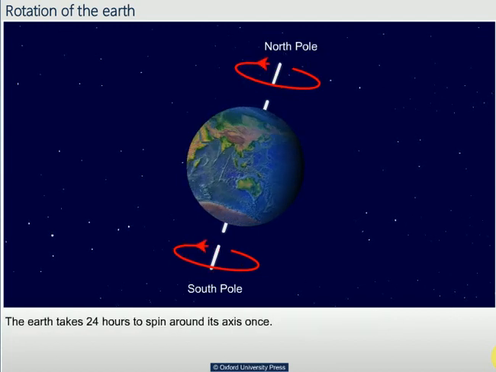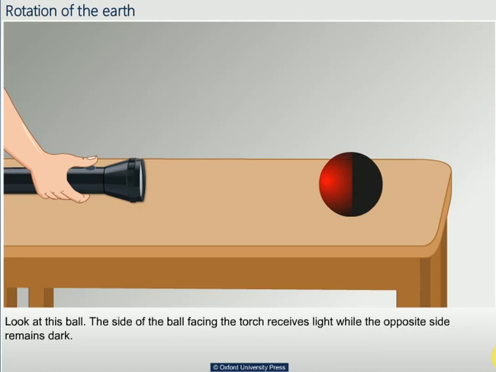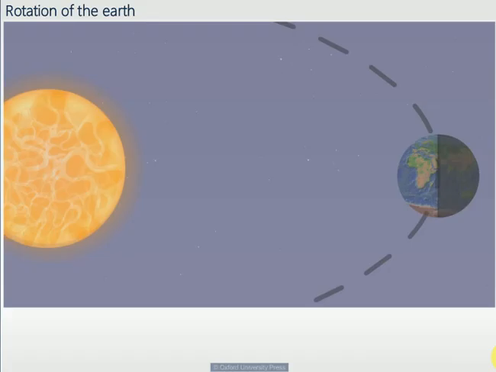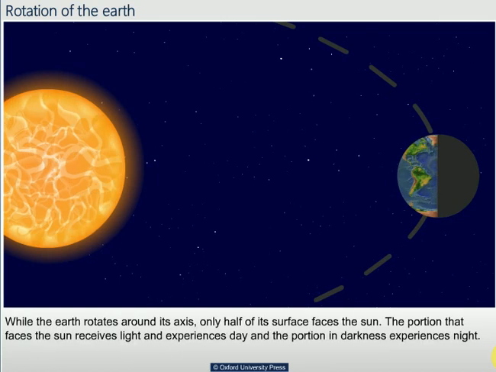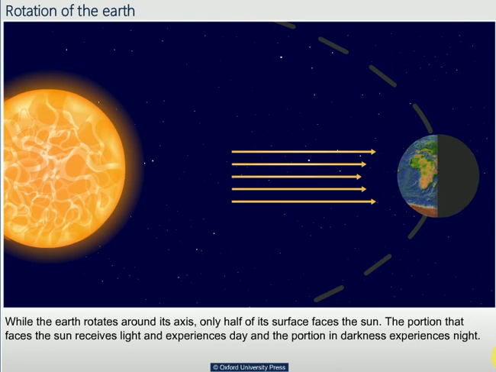Look at this ball. The side of the ball facing the torch receives light, while the opposite side remains dark. While the Earth rotates around its axis, only half of its surface faces the sun. The portion that faces the sun receives light and experiences day, and the portion in darkness experiences night.